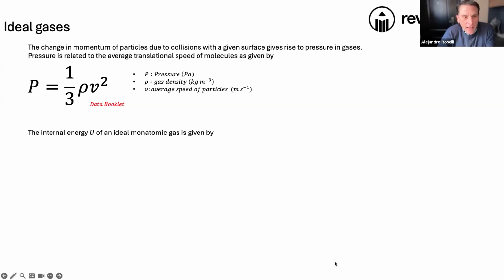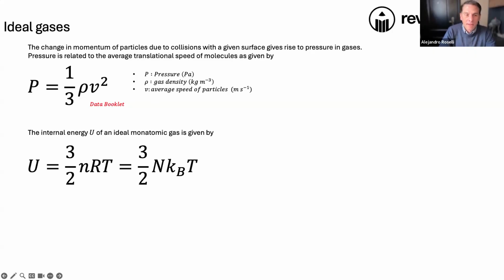Now, the internal energy, represented by U, of an ideal monatomic gas, and you will only be dealing with monatomic gases, is given by two alternative expressions, similar to how the ideal gas equation was written, once in terms of the number of moles and once in terms of the number of particles: 3/2 nRT and 3/2 NkBT. Again, one of the equations that you will find in your booklet.